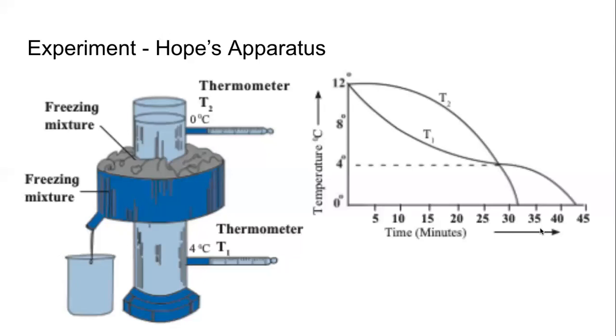What exactly is happening? Just by looking at the graph, it is very clear that between this, say, 12 degrees Celsius and 4 degrees Celsius, the water we had taken was at 12 degrees Celsius. And we are freezing it. So the temperature is decreasing. As the time increases, temperature is decreasing. So both the lines have negative slopes, 100% negative slopes. But the slopes are different. Very clearly, the temperature T1 is reducing much faster than the temperature T2.